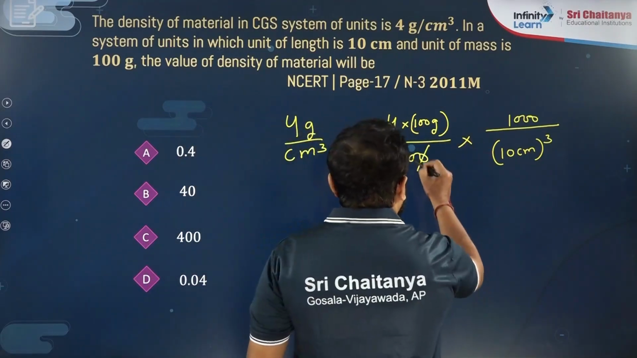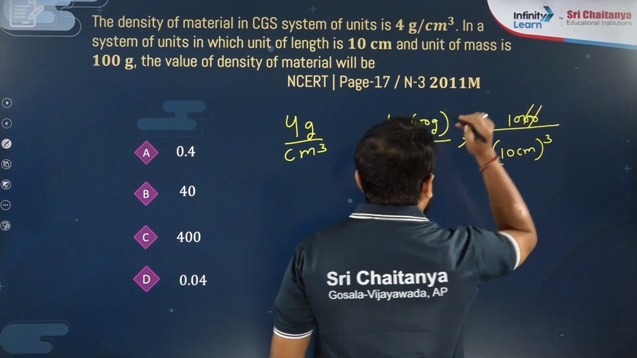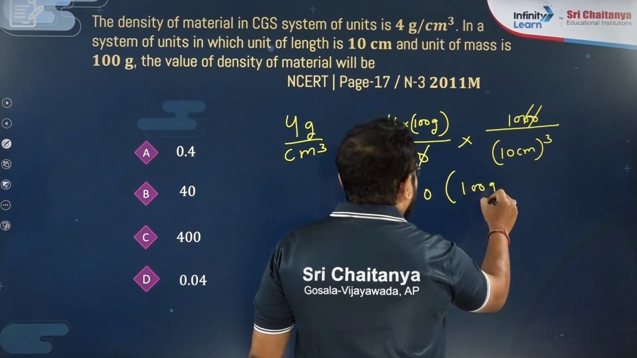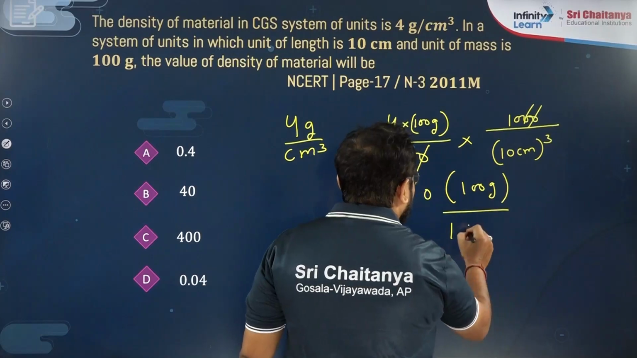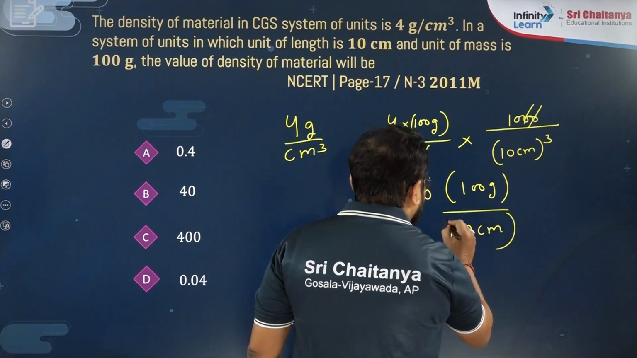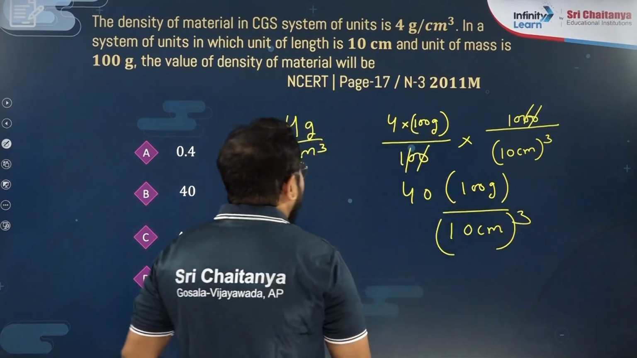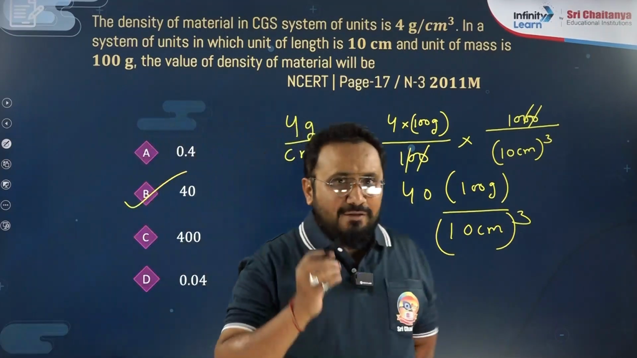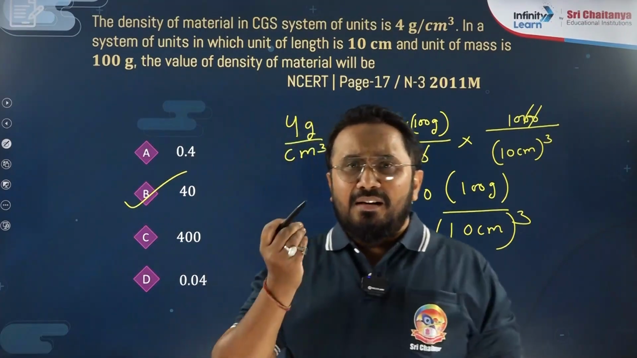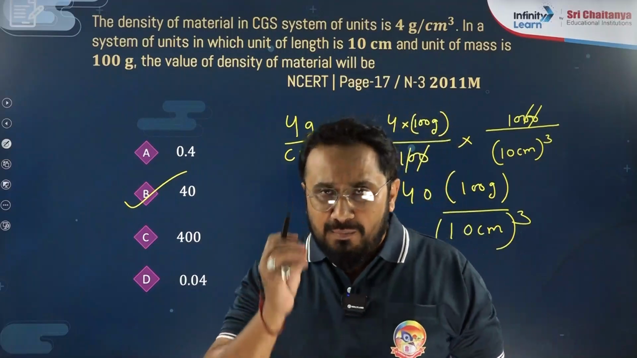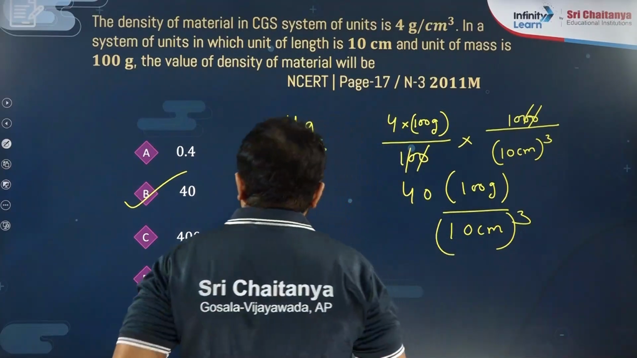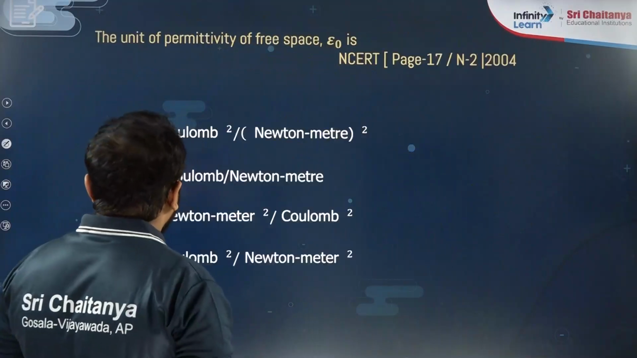So now check it out. This 100 will cancel out these two zeros, so it will become 40 per 100 gram and 10 centimeter cube. This is the only unit. So what is the answer? B is the answer. See, very tricky concept, and you should be very precise about what you have to do and how you have to do it. Let's see the next question.